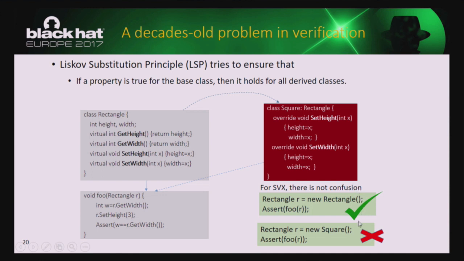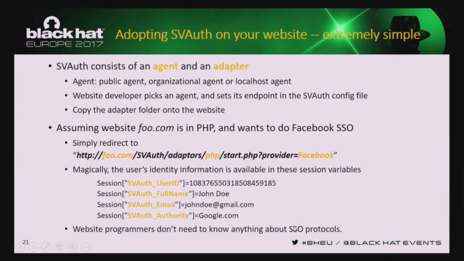In SVX, we don't have this dilemma because the verification happens at the actual runtime. There is no confusion due to abstraction. So, for example, if rectangle R is constructed at runtime as a rectangle, then of course we are able to prove that the width is independent of the height. On the other hand, if the rectangle R is constructed at runtime as a square, then we are able to prove that this property does not hold. So there is no confusion because we define the property at the base class, but we actually verify the property at the actual runtime.